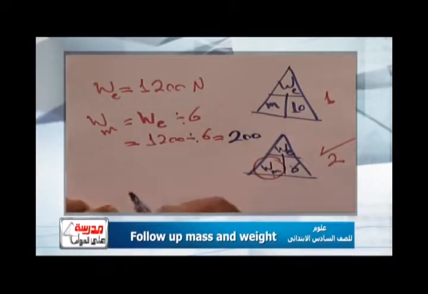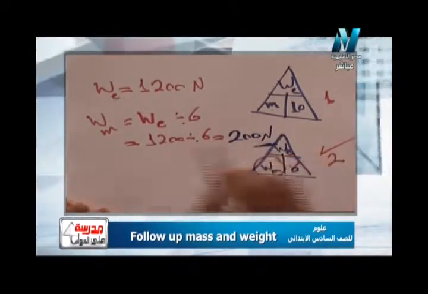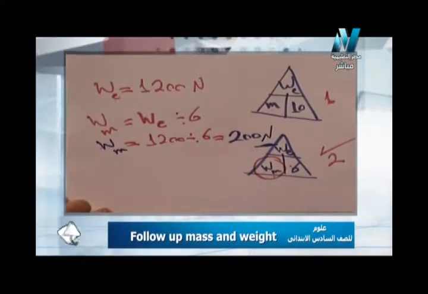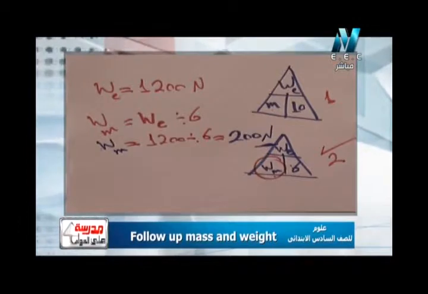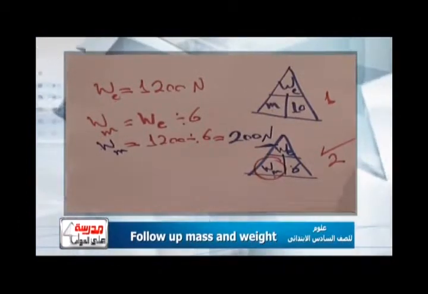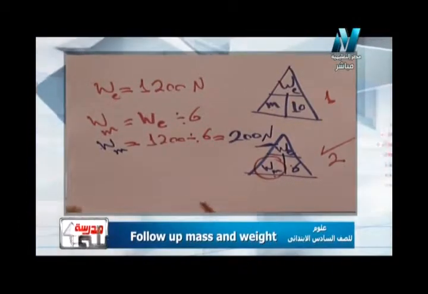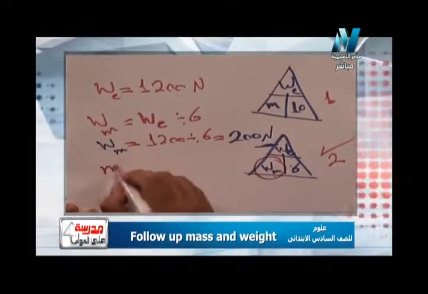200. 200 what? 200 Newton. Why Newton? Because here is the weight, on earth or on moon, it doesn't matter. Any weight is measured in Newton. So the second demand is what? The mass on the earth.